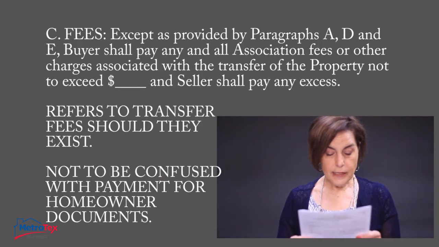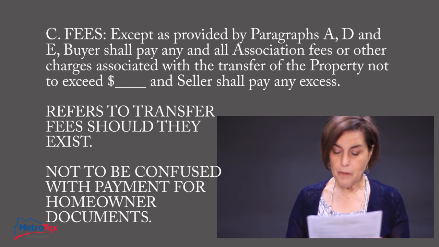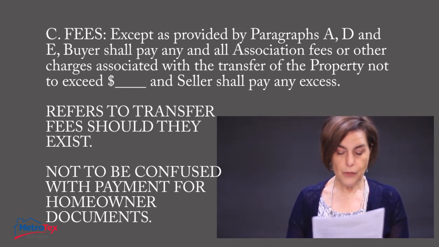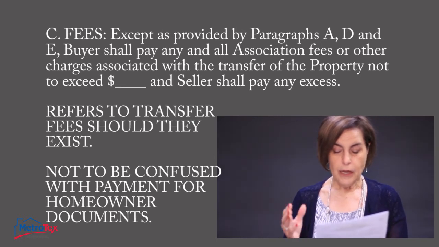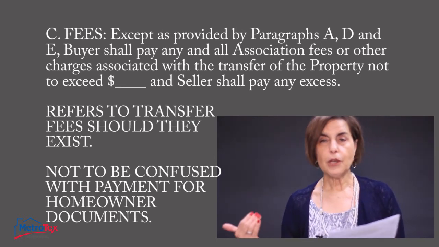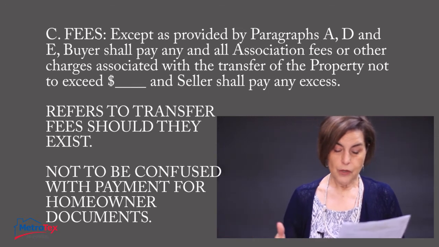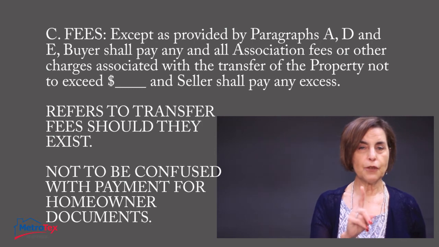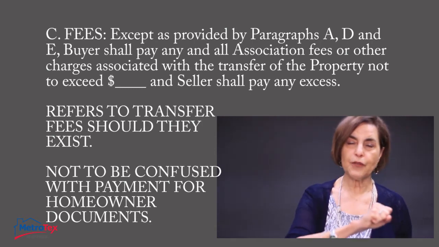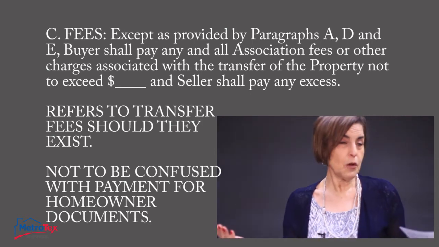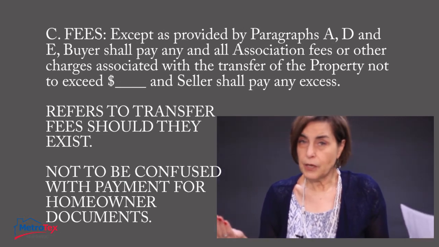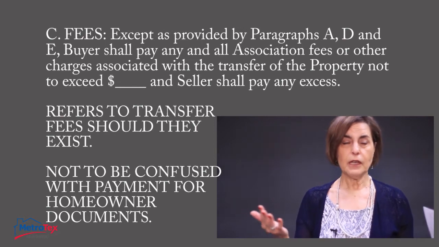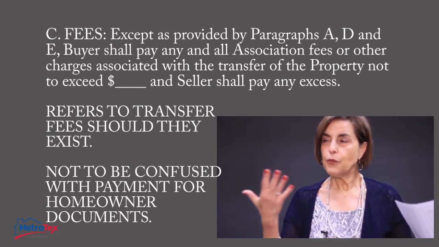C, fees. Except as provided by A, D, and E, buyers shall pay any and all association fees or other charges associated with the transfer of the property, not to exceed blank, and the seller shall pay the excess. So you can put whatever you want to in there. How much is the buyer willing to pay? Now, don't confuse these two things. This is for the transfer, if there is a transfer fee. Some homeowner associations have it, some don't. But if they did have one, how would this be split? 50-50, $50 from the buyer, the rest from the seller.